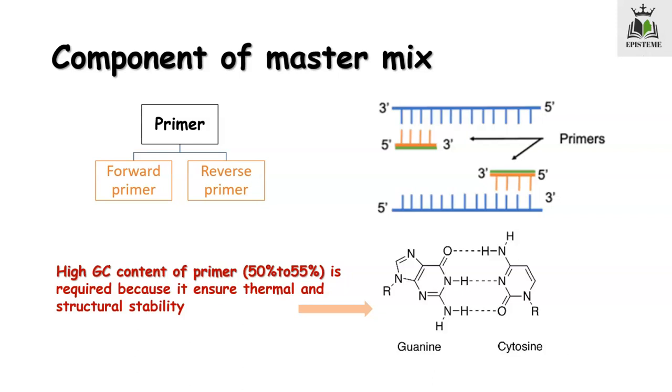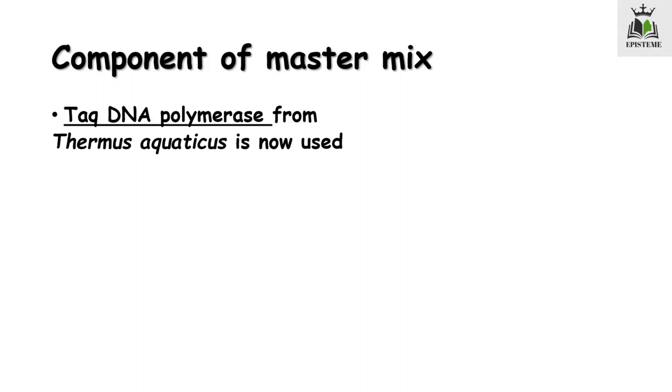So we prefer primers with high guanine and cytosine content because they will increase the stability of the primer and the template complex.